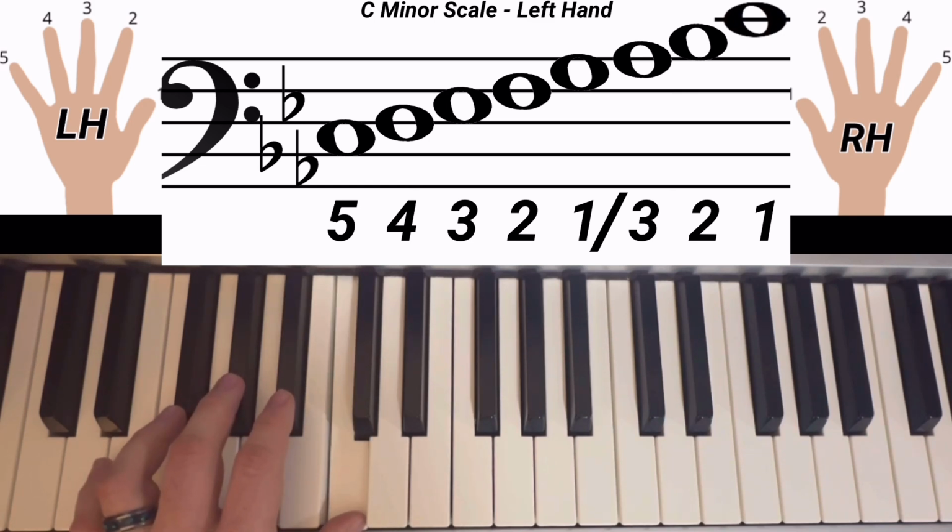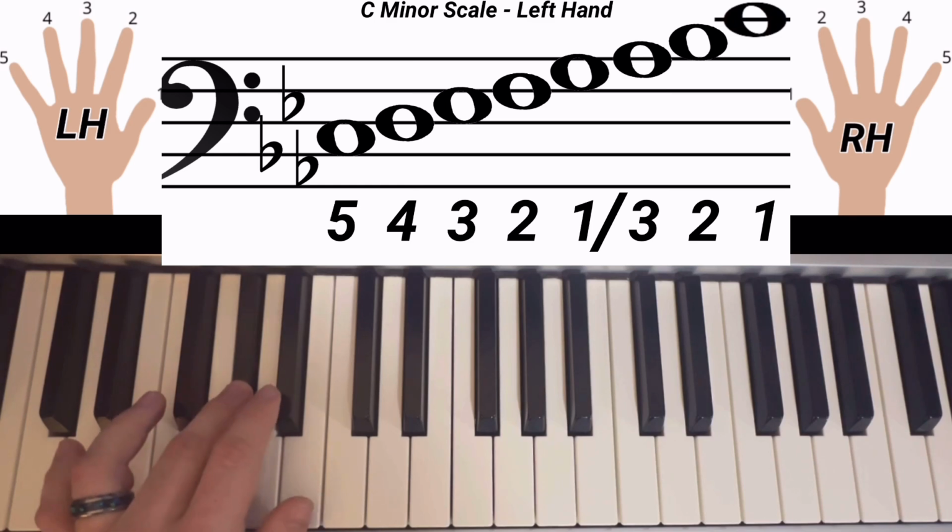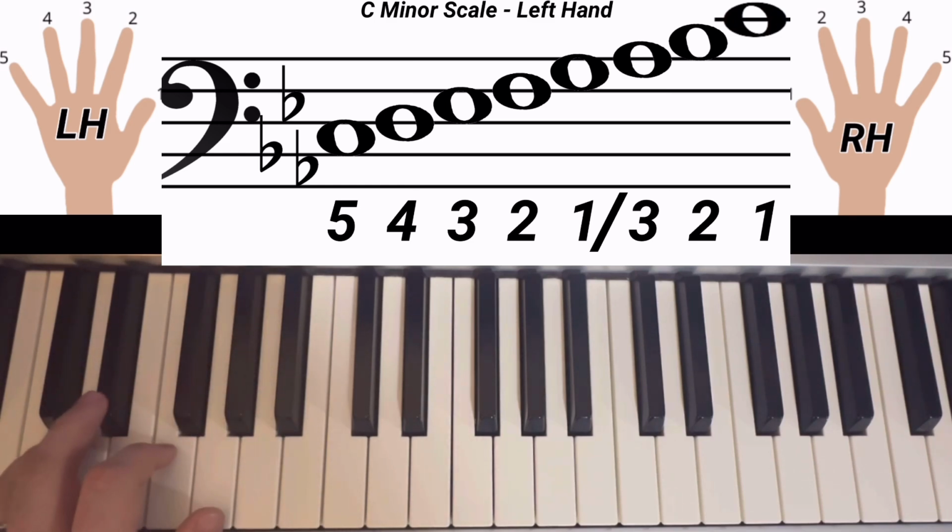Then head back down playing B flat with 2, then A flat with 3. Now shift the hand down so that you play G with 1, F with 2, E flat with 3, D with 4, and land home on C with finger 5.